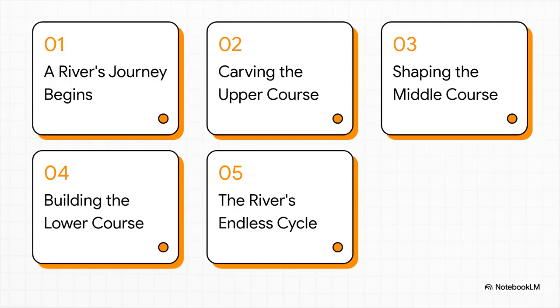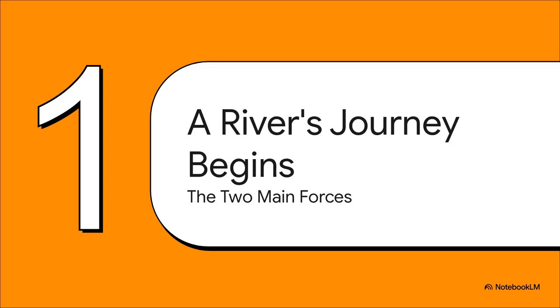So here's the plan for our trip. First, we'll look at the two basic forces that give a river its power. Then, we'll follow the water through its wild, early days in the upper course, see how it matures and starts to wander in the middle course, and finally, watch as it builds new land in the lower course. Let's get going.